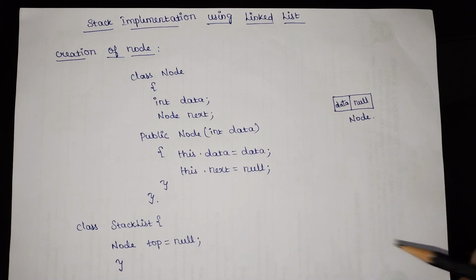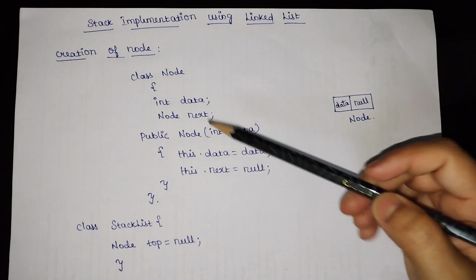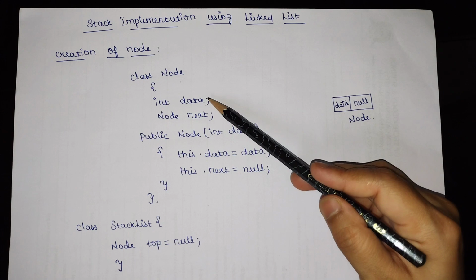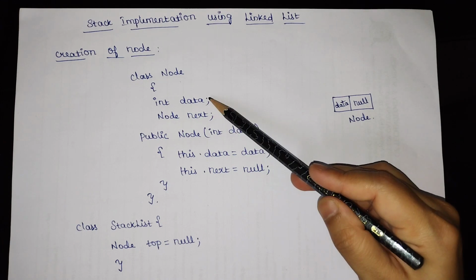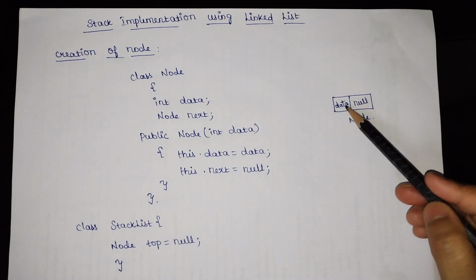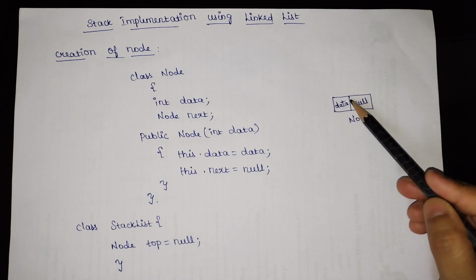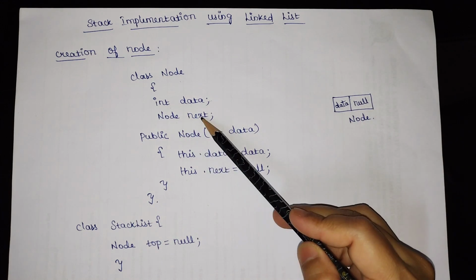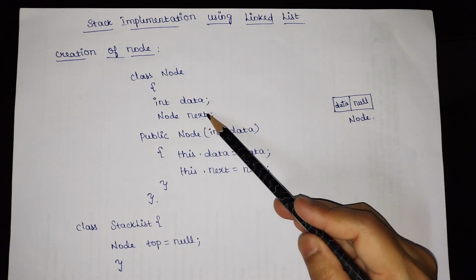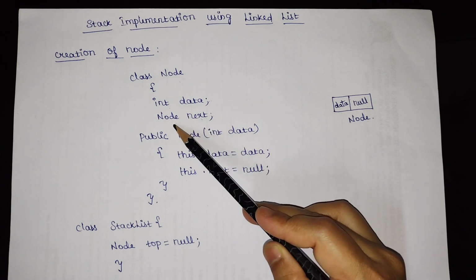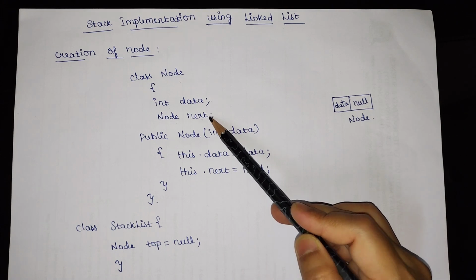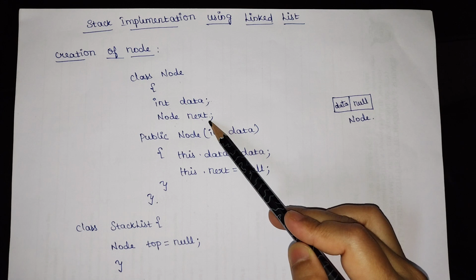So how do we create a node? This is the way we create a node, where we use a class, and the name of the class is Node. Inside this Node class, we have two variables. One variable is data of type int, which denotes the first field of the node, the one which holds the data value. The next variable is next, and the type of next is Node. Why? Because this next field stores the address of, or points to, the next node in the list. For that reason, the data type of the variable next is Node.